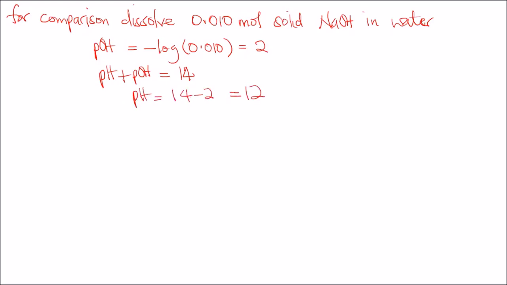So if you look at that, just dissolving 0.01 mole of solid sodium hydroxide gives a pH of 12. And you can see that when you dissolve it in a buffer, the change was just 0.09, which means the buffer solution really works and is an important solution in life.